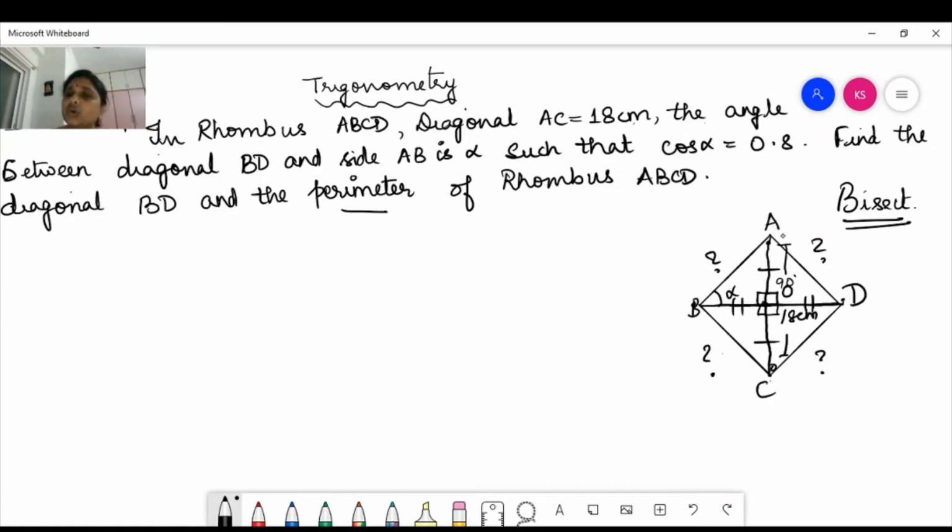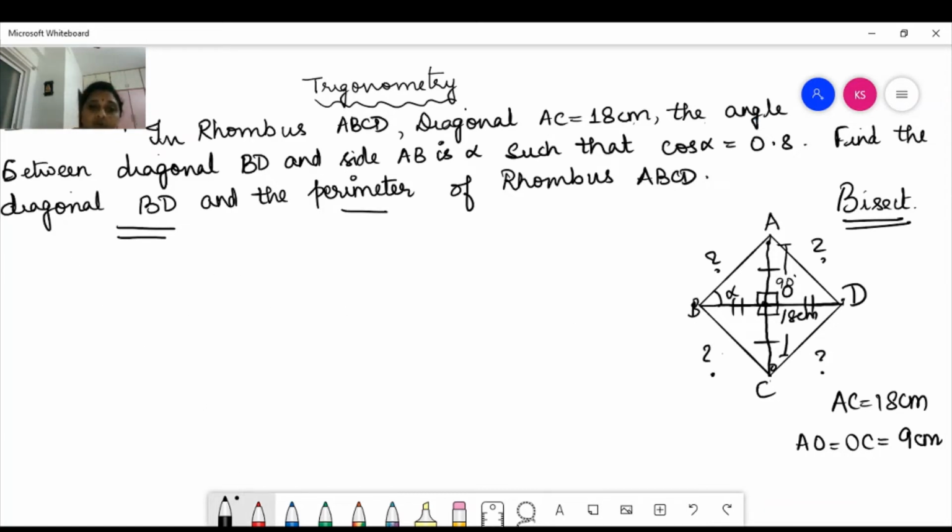The measure of the side AC is given. That is 18 centimeters. Since AC is split into two equal parts, we have AO equal to OC equal to half of 18, that is 9 centimeters each, right? So we have this also with us. Now, what are we supposed to find? The first is the length of the diagonal BD. Let's see how we can find it.